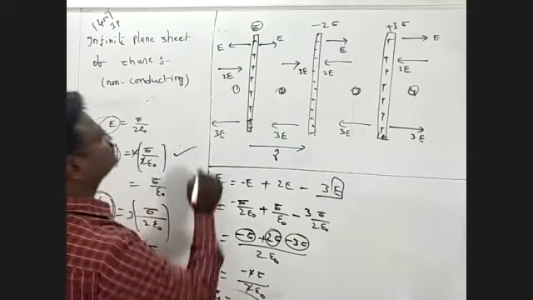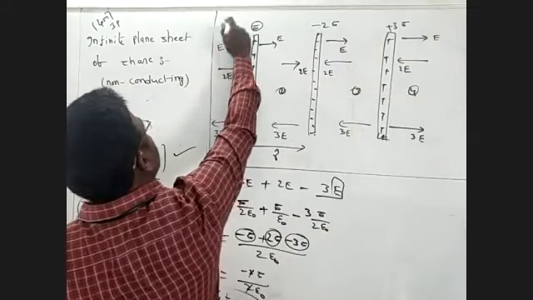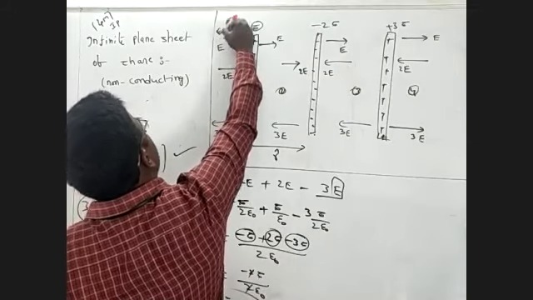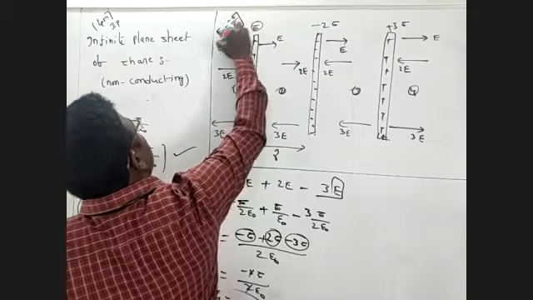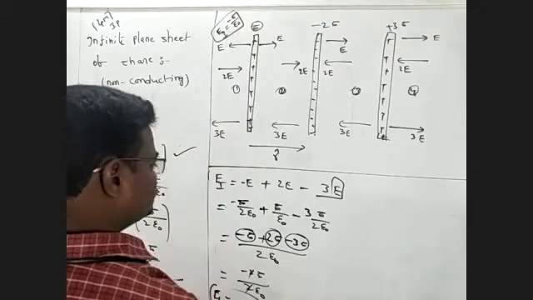This is E1. In this region, what is E1? E1 is equal to minus sigma by epsilon naught. That is your answer.